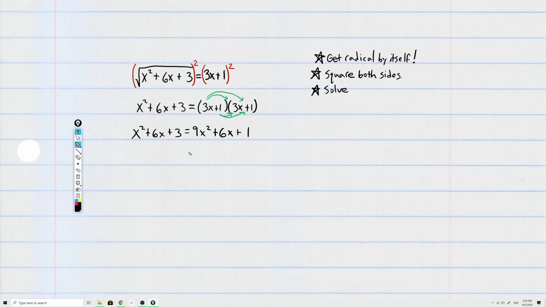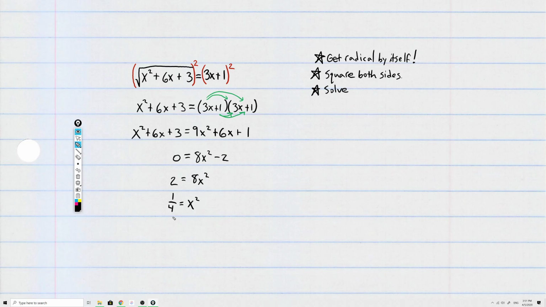But let's see. If we subtract x squared from both sides, 9x squared minus x squared is 8x squared. If we subtract 6x from both sides, well, those cancel, so I don't have to write anything down. And then subtract 3 from both sides. This is 8x squared minus 2. We moved everything from the left-hand side, so that equals 0. So let's see. Add 2 to both sides. 2 equals 8x squared. Divide by 8 on both sides. Well, 2 over 8 is 1 over 4.